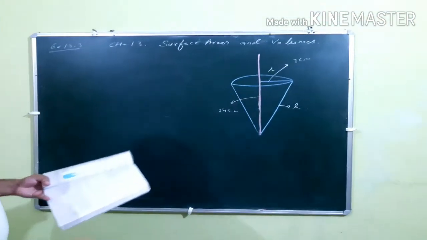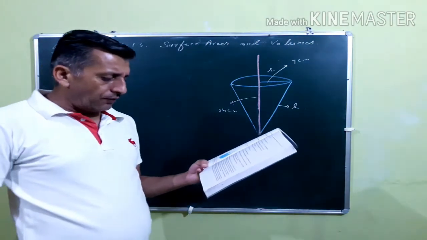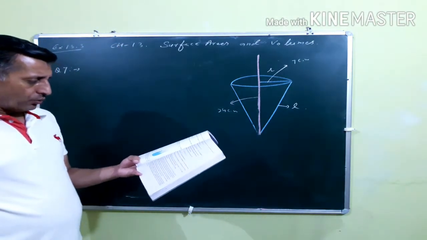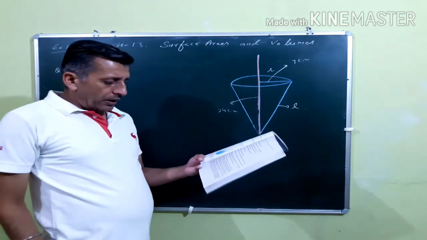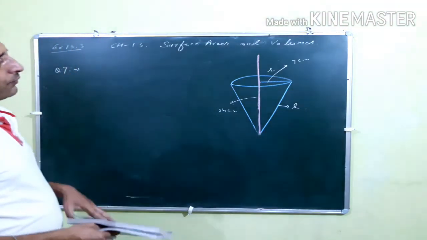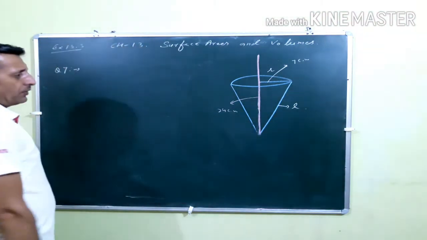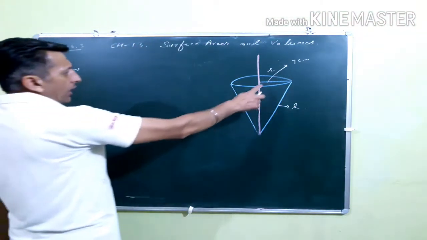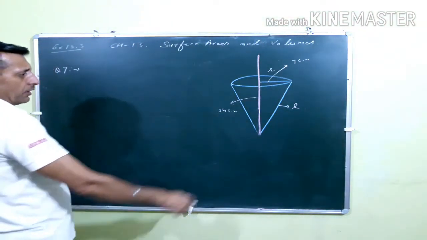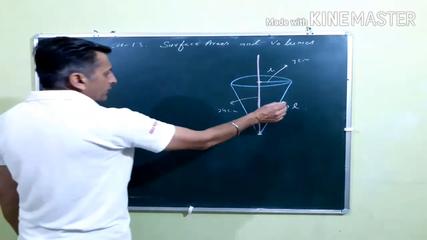So this is question number 6. Now see, this is question number 7. In this case, he said that a joker's cap is in the form of a right circular cone of base radius 7 cm and height 24 cm, and find the area of the sheet that is required to make 10 such caps. So he asks what is the total area that we need. Here R, the base radius, is 7 cm, the height is 24 cm, and this is your L.